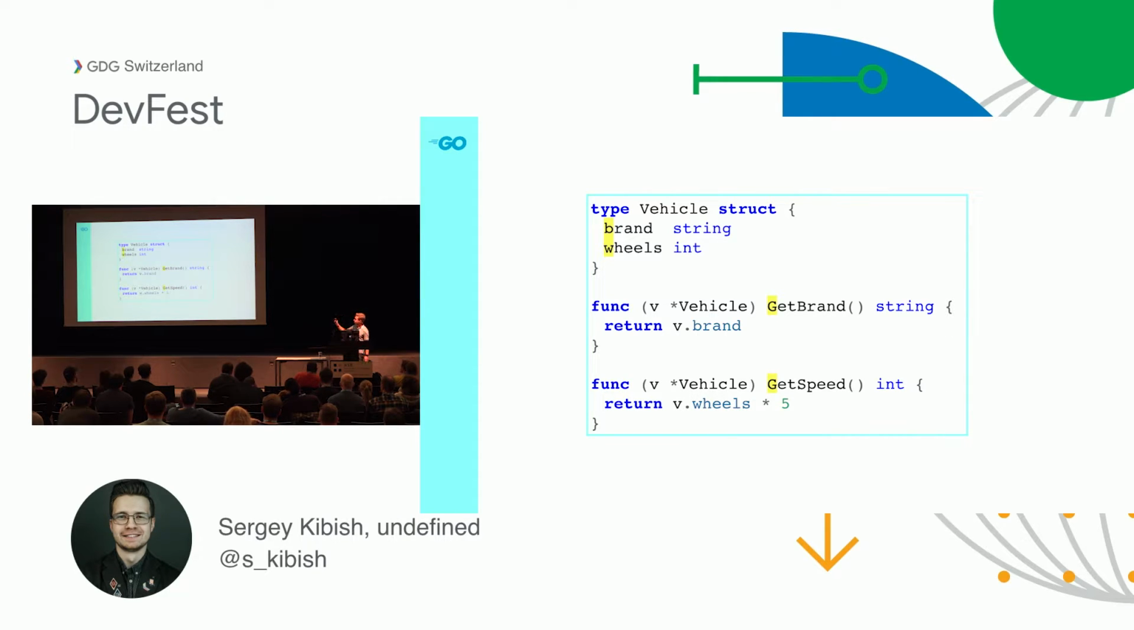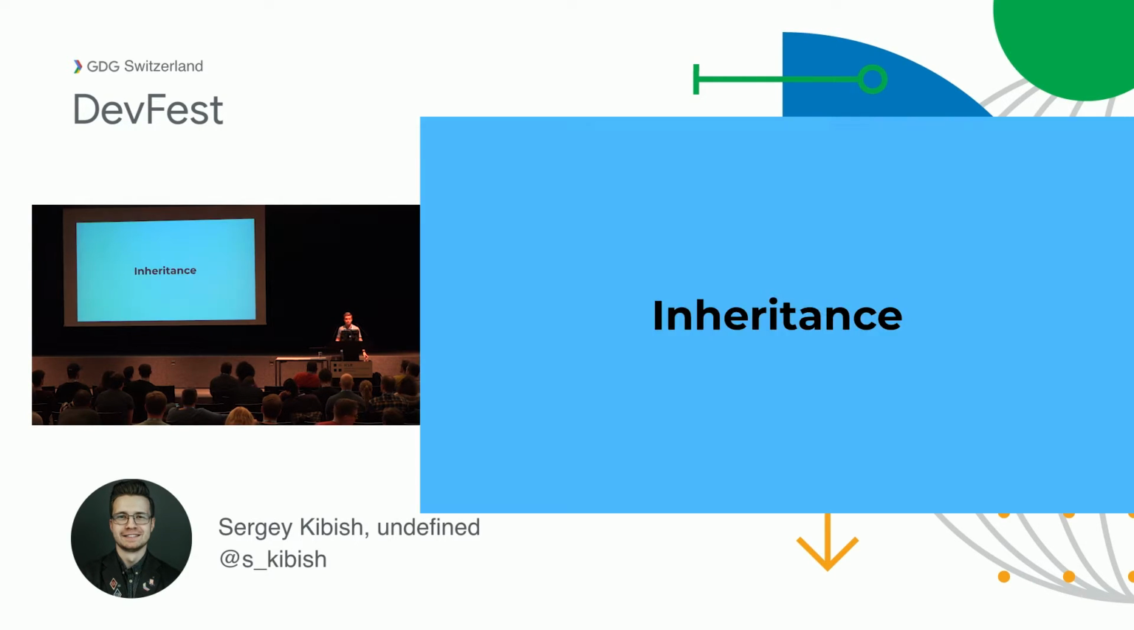So lowercase names will be visible inside the same package, but they will not be visible outside. At first glance, this may seem kind of weird, but after some time you realize that this is a nice bonus to have because it's easier to recognize in your code what is exported and not exported. Okay, the first one is clear.